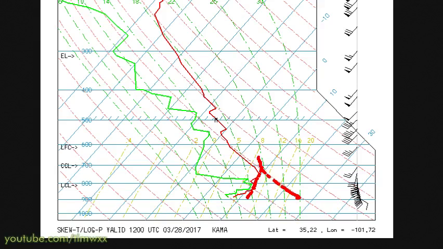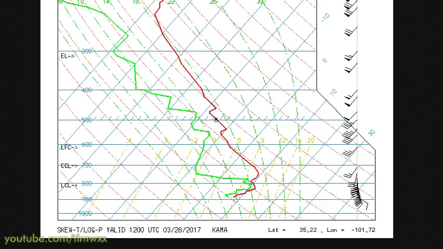We can see a very distinct lack of capping. And there's our little lifted parcel there, plenty of CAPE. So as we can see, it doesn't take much moisture or heating to get storms going on a day like this. Very weak cap there at 700 to 750 millibars. And that's the reason we're seeing a whole lot of cells going up right now.